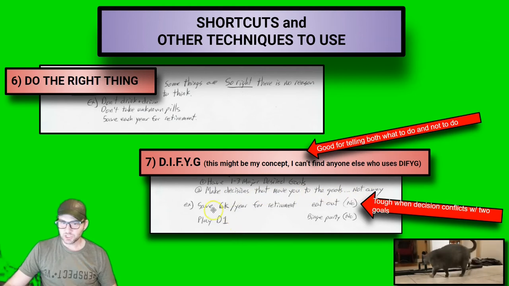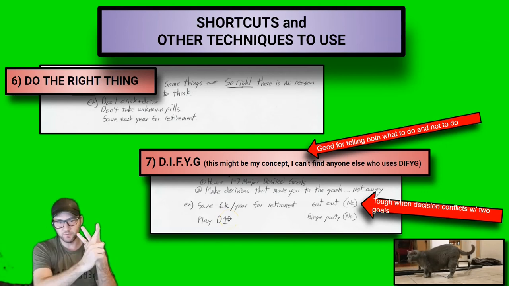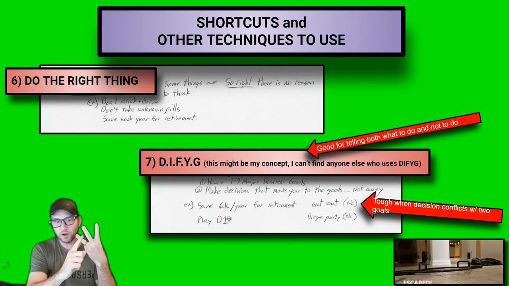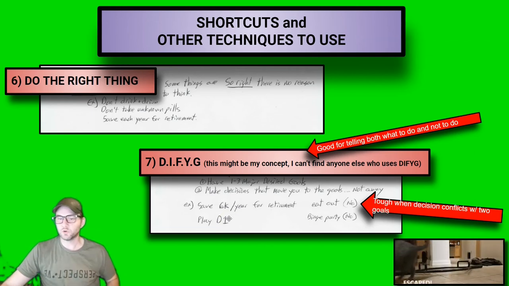If your goal is to play D1 sports, every decision you make either moves you towards that goal, has no effect on that goal, or moves you away from that goal. Make the decisions that move you towards the goal or don't impact your goal. Never make a decision that moves you away from your goal. This is very goal-oriented.